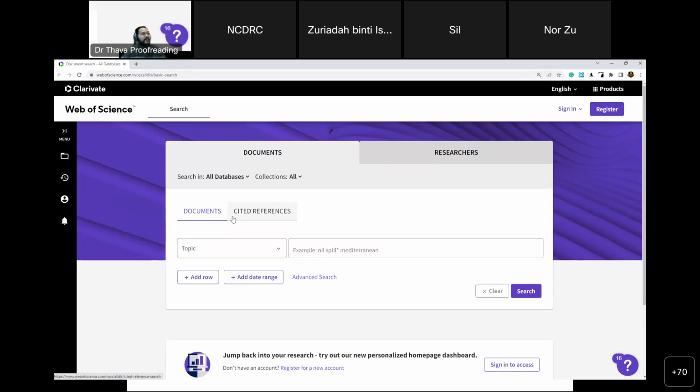This is Web of Science Clarivate Search. I don't know whether there's a subscription in UPSI or not. Most universities have, and most universities don't. In Malaysia, it's mixed. So, do you have access to Web of Science Clarivate in UPSI? No, okay. If you don't have, there is another solution.